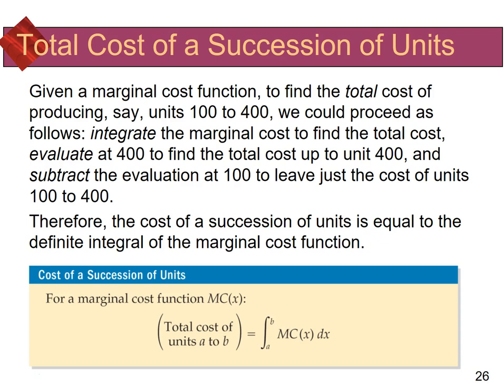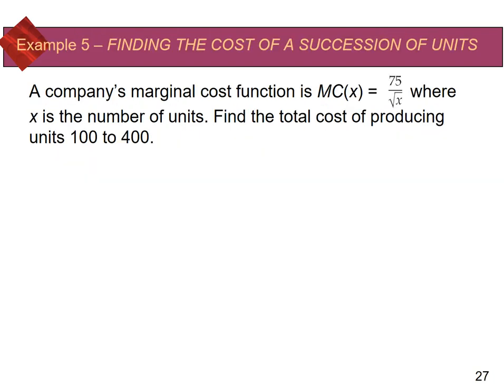Total cost: again, like anything else, if I'm looking for a total cost, I'm basically looking to plug certain values into a cost function. So if I had marginal cost, I would integrate to get the cost function, and then a definite integral is going to give me the total between two values. So here they're saying I have a marginal cost that's given by this function, where x is the number of units. Find the total cost of producing units 100 to 400.